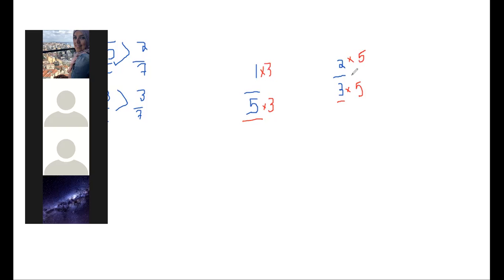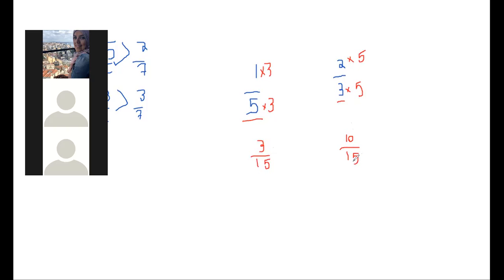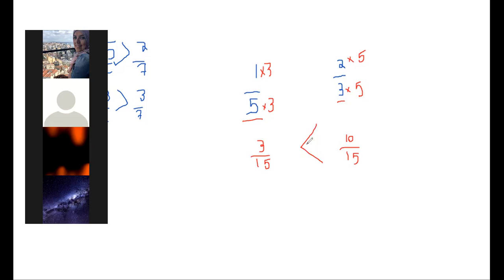Okay? So, what will happen in this case? What's 1 times 3? 3/15. Let us look at the second fraction. 2 times 5? 10 over 15. So what did I get now? The same denominator. And if I have the same denominator, the bigger the numerator, the bigger the fraction. Miss, let us take another example in order to understand more.